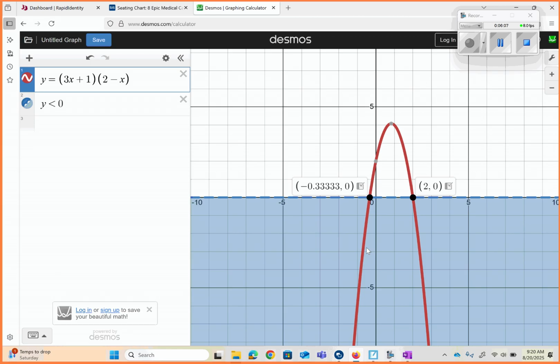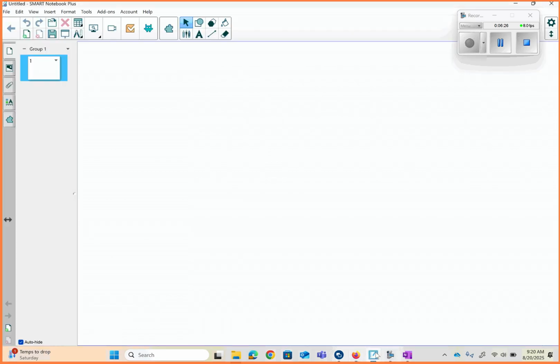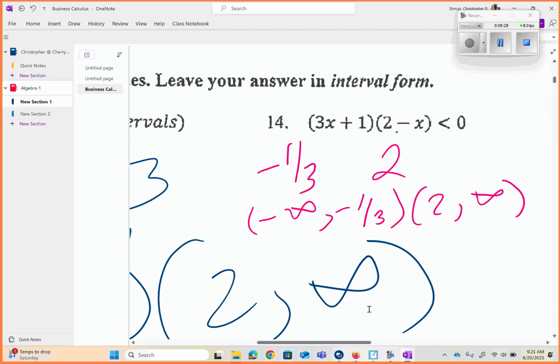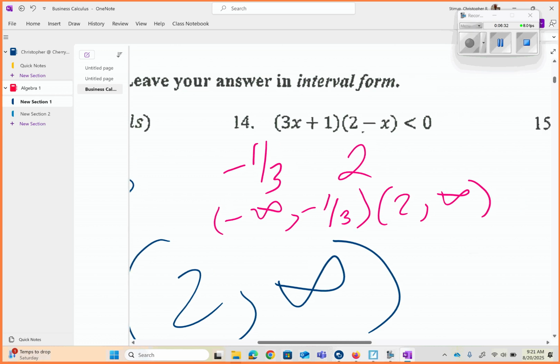in there, we didn't have the less than or equal to, that would have made it a square bracket. If I would have had this as less than or equal to 0, where this line would have been solid, you would have changed your domain at the negative 1/3 to a square bracket, and at the 2 would be a square bracket. Okay, so that's where that would have changed a little bit. Questions about that?